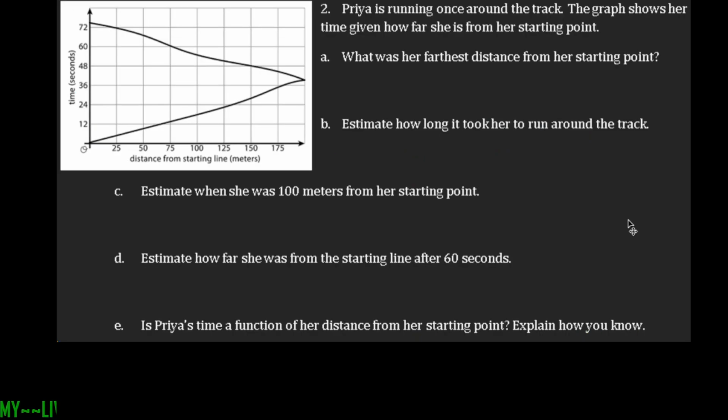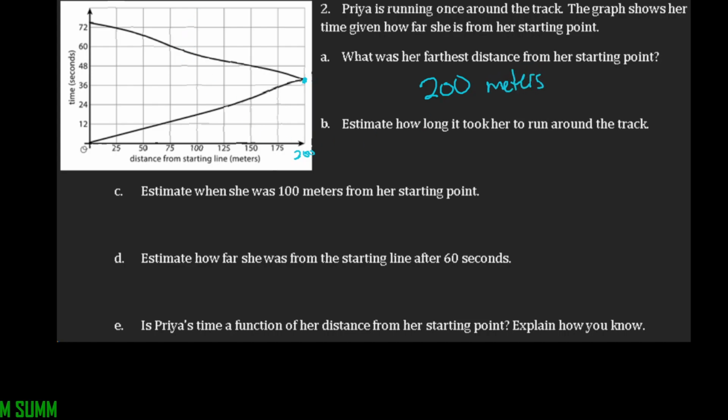Moving on, it says Priya is running once around the track. The graph shows her time given how far she has run from the starting point. So this is actually from the warm-up too. So some things you can notice or wonder about might come into play now. So it says, what is our farthest distance from the starting point? So we have to look on our x-axis and say, if we look at the furthest to the right, that's going to be about 200 meters because it's counting by 25. So we're going to say that's 200 meters.